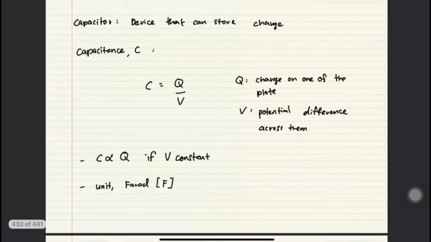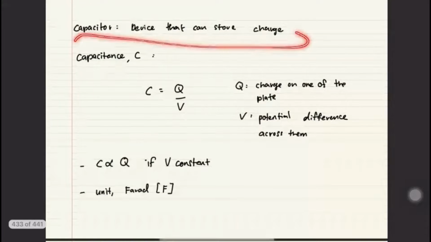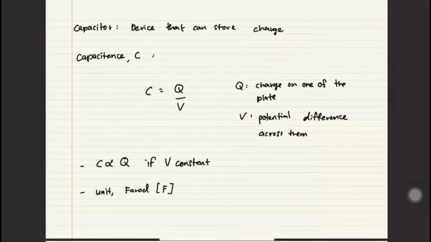Okay, so what is capacitor? Capacitor is the device that can store charge. So that is the main application for capacitor, to store charge. You can see capacitor almost in every circuit. Kalau macam sekarang kamu tengok mana-mana pun ada capacitor. Buka komputer ada capacitor. Aircon ada capacitor. Radio pun ada capacitor.